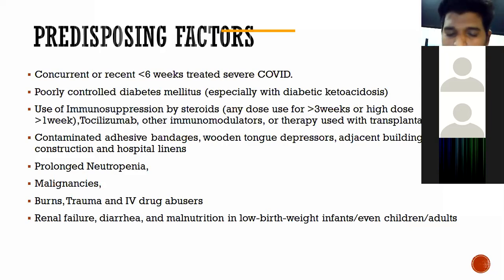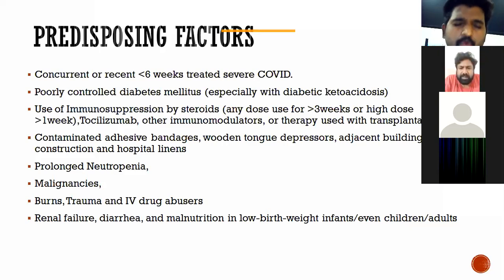And I could see some prescriptions for patients maintaining saturation of 92 and above in the post-inflammatory phase, with baricitinib and steroids, which is detrimental to the patient and not of use in many patients, and which can make the patient prone to this type of infection. And use of contaminated adhesive bandages, wooden tongue depressors, adjacent building construction, and hospital linens are also important sources for patients to develop invasive mucormycosis.